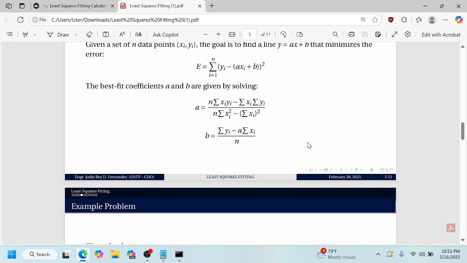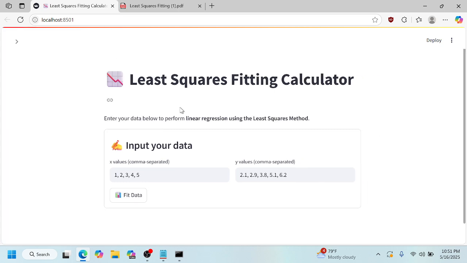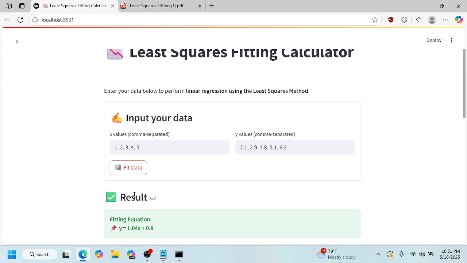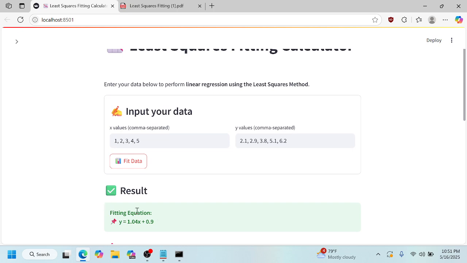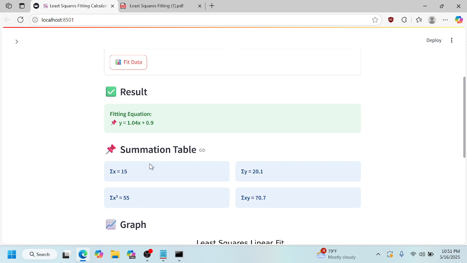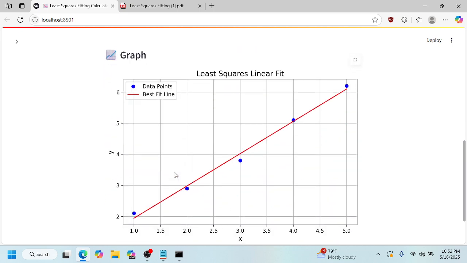So let's now look at the calculator interface. In the input section, we can type x and y values as comma-separated numbers. After clicking the fit data button, the calculator will automatically perform all calculations, show the regression line equation, display the summation table and summation values, and plot the graph.